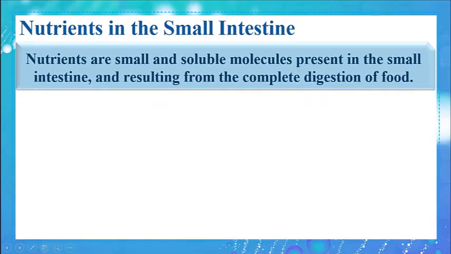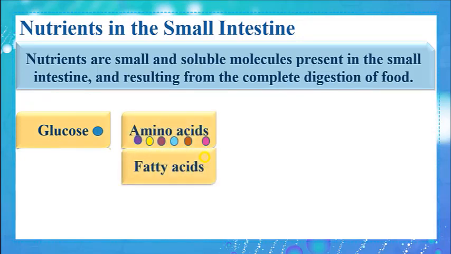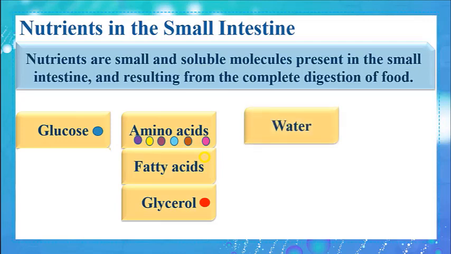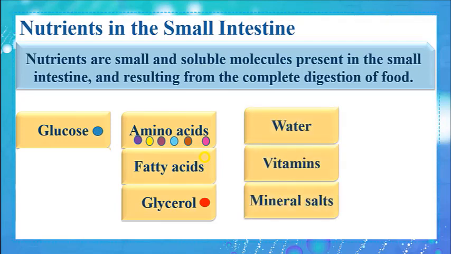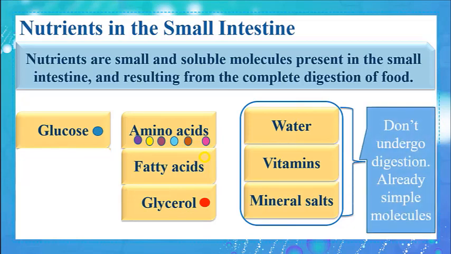What are nutrients? Nutrients are small and soluble molecules present in the small intestine and resulting from the complete digestion of food. Nutrients include glucose, amino acids, fatty acids, glycerol, water, vitamins, and mineral salts. Note that water, vitamins, and mineral salts don't undergo digestion because they are already simple molecules.